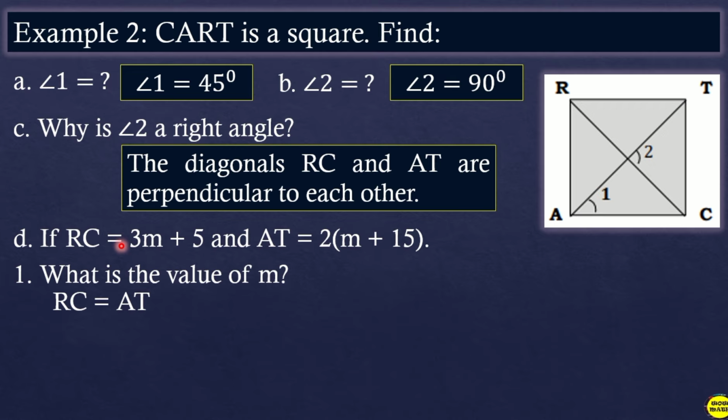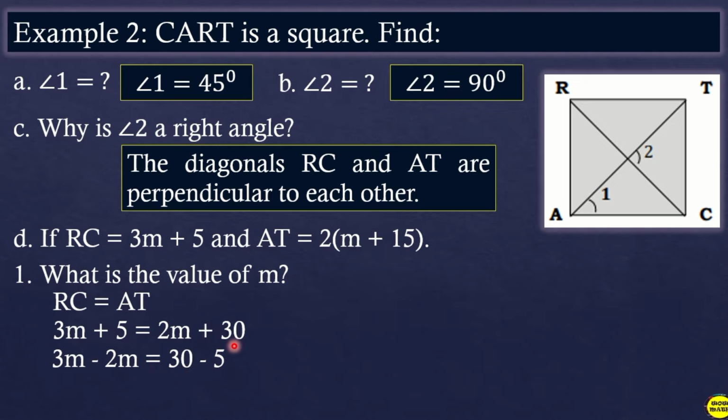So, substitute lang natin yung value ni RC sa ni 80. And that is 3M plus 5 is equal to, dinistribute na natin yung 2 kay M plus 15. So, 2 times M kaya naging 2M yan. And 2 times positive 15, that is positive 30. And then simplify natin. So, transpose 2M. By using transposition, lipat natin si 2M dun sa left side. So, 3M minus 2M is equal to 30 minus 5. Si 5 nilipat natin dito. And 3M minus 2M, that is M, is equal to 25. So, the value of M is 25.